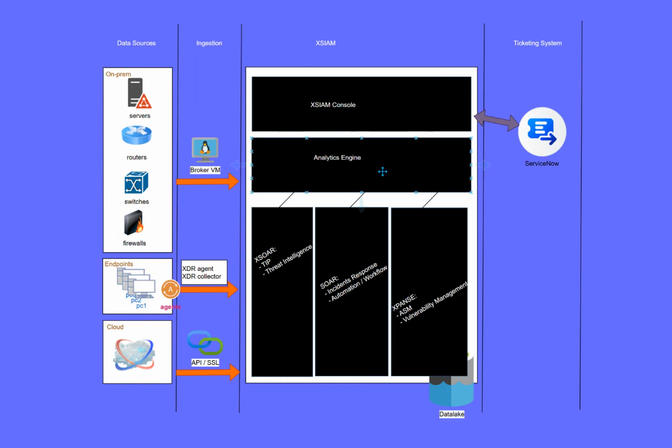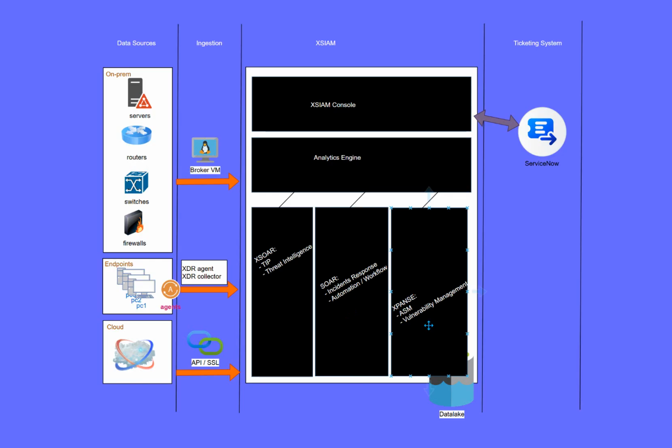Of the analytics engine, we have several main functions. One is the XSOAR. That's what Palo Alto used to call XSOAR, but they rebranded their XSOAR functionality into TIP. That's basically for your threat intelligence. And then you have SOAR. That is basically your incident response automation workflow.